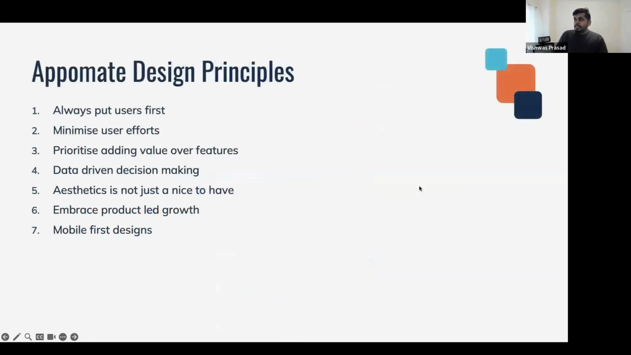We also looked at some of the design principles that we have come up with over a period of 10 years from all our learnings by working on over 100 different apps. They are always putting users first, understanding their core jobs to be done, their motivations, their pain points and frustrations, minimizing user effort, prioritizing adding value over features, making decisions based on qualitative and quantitative data, making sure that your products have a really great aesthetic and visual appeal, embracing product-led growth so that the product can organically grow, and always going with mobile-first designs as long as it's not for a dedicated hardware or an enterprise application, so that you can make sure that the experience is optimized for 80% of the internet traffic.